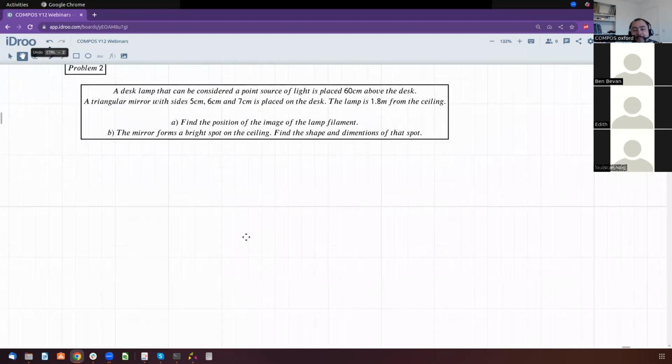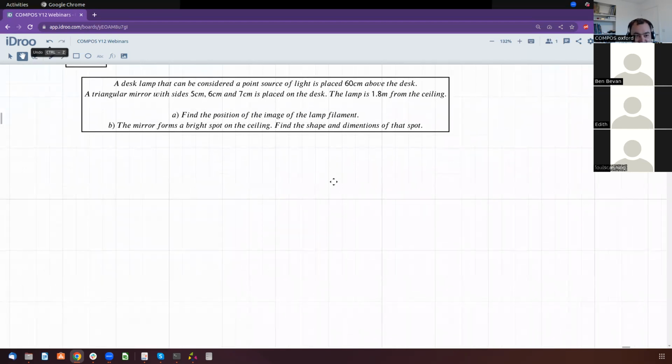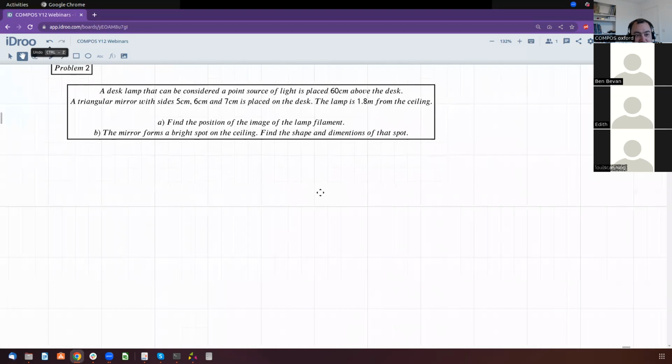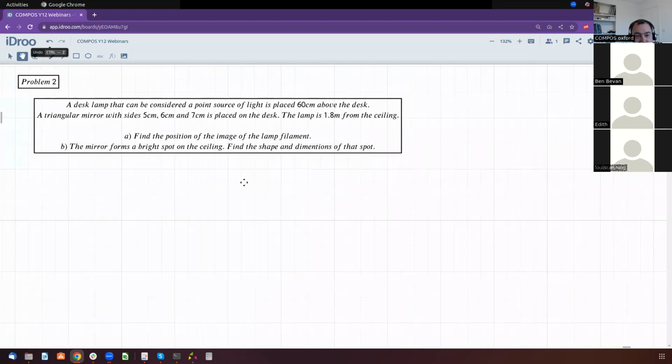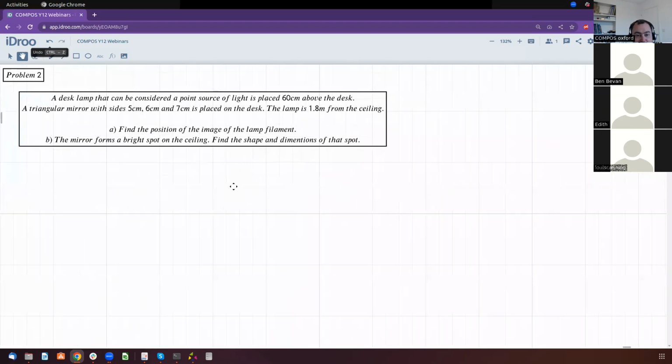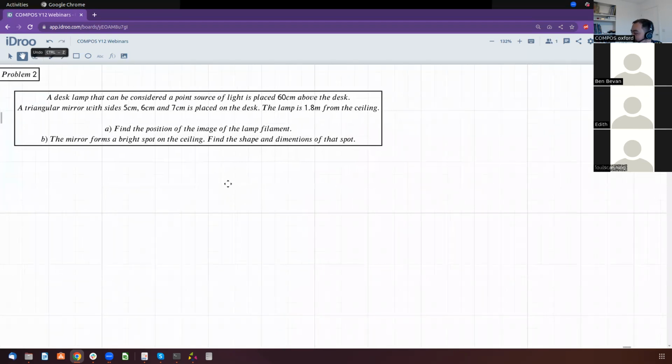A desk lamp that can be considered a point source of light is placed 60 centimeters above the desk. A triangular mirror with sides 5, 6, and 7 is placed on the desk. The lamp is 1.8 meters from the ceiling. Find the position of the image of the lamp filament. The mirror forms a bright spot on the ceiling. Find the shape and dimensions of that spot.